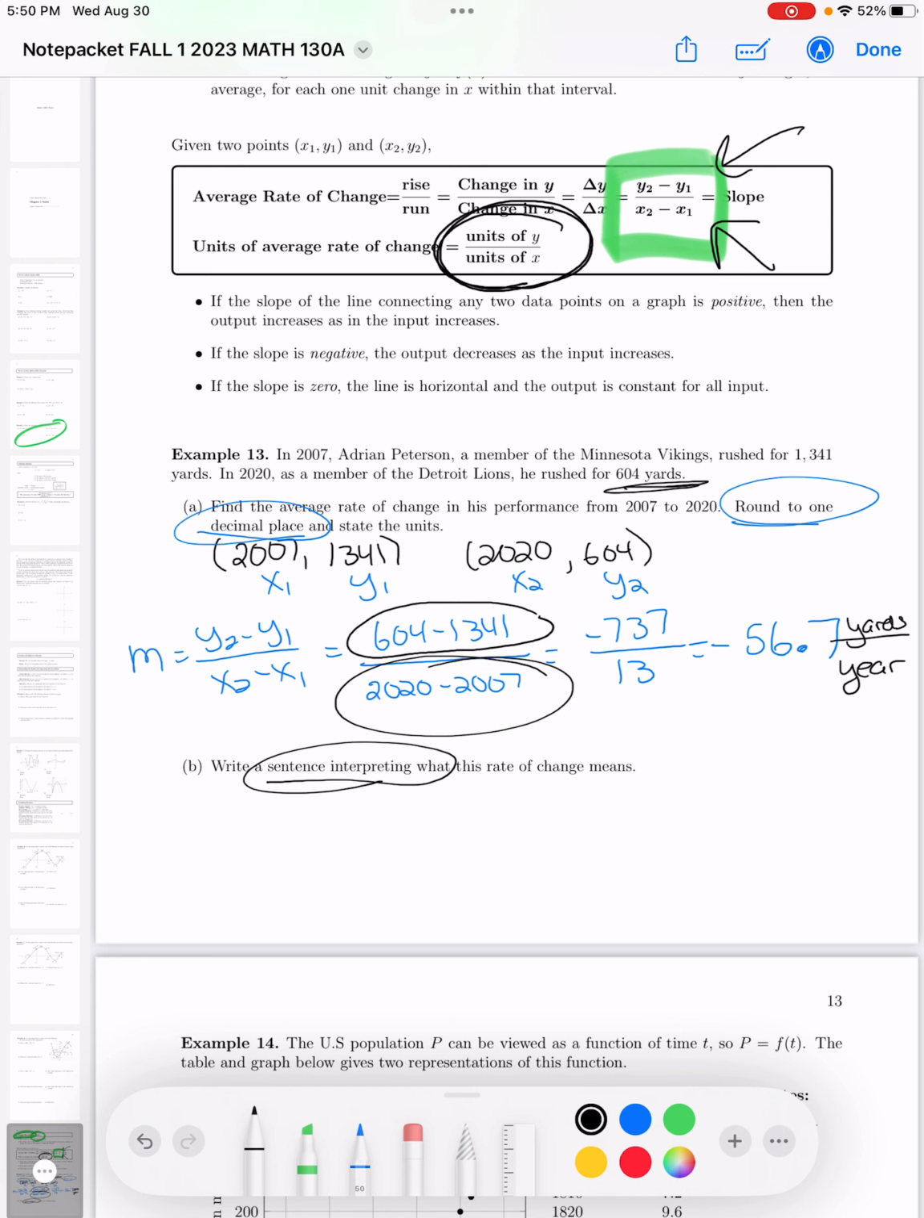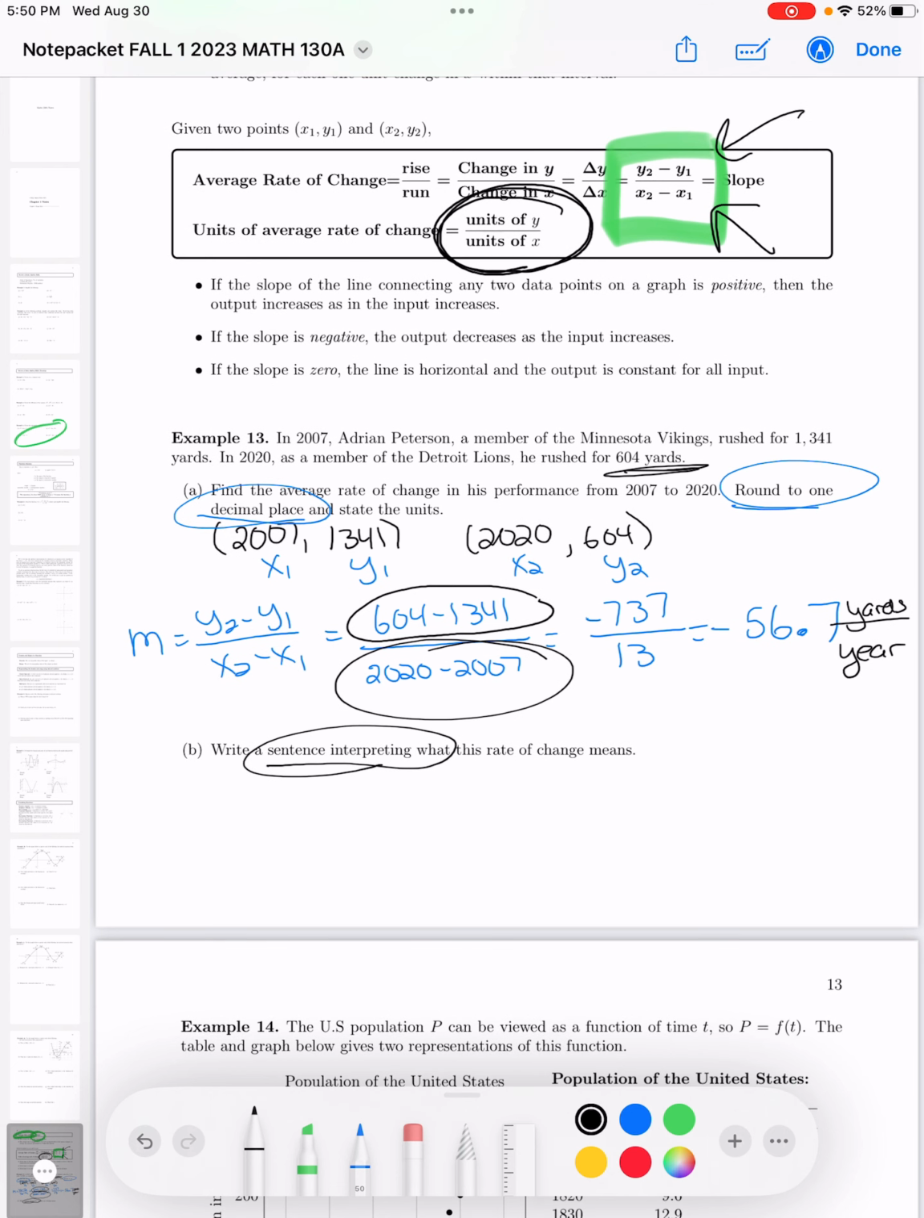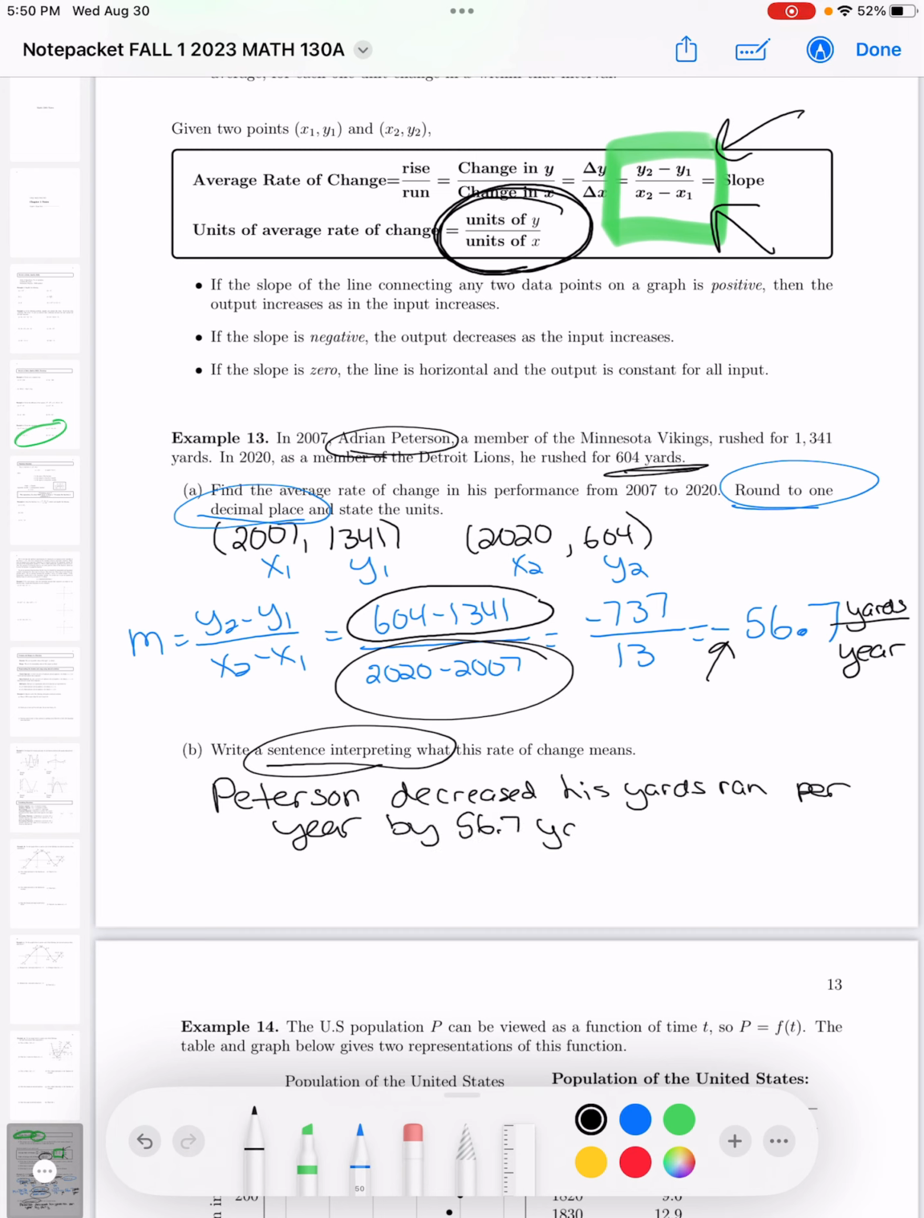Now we're going to write an interpreting sentence. There are a couple different ways you can write this. It doesn't have to be my exact thing, but I'm going to point out how you get graded on this so you know what you have to include. So I'm going to say this is about the football player, whose name was Peterson. So Peterson, since this was a negative answer, I'm going to say he decreased his yards ran per year by 56.7 yards each year.